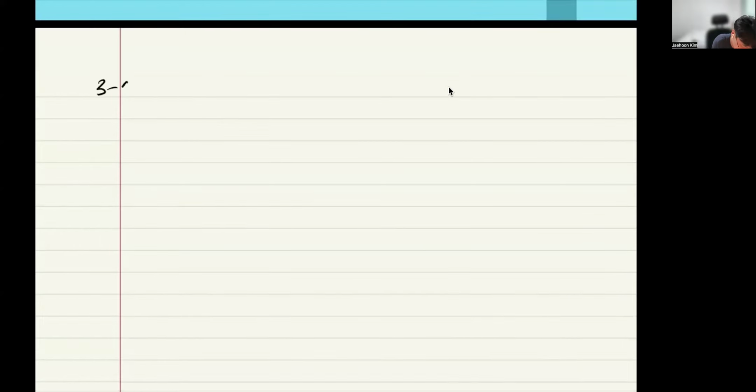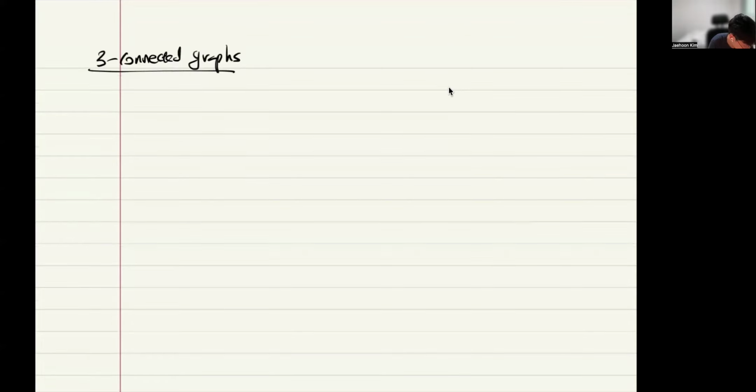So next, we consider three-connected graphs. As we see, the motivation for studying connected graphs was that any graph is a disjoint union of connected graphs. So that was very simple to understand.